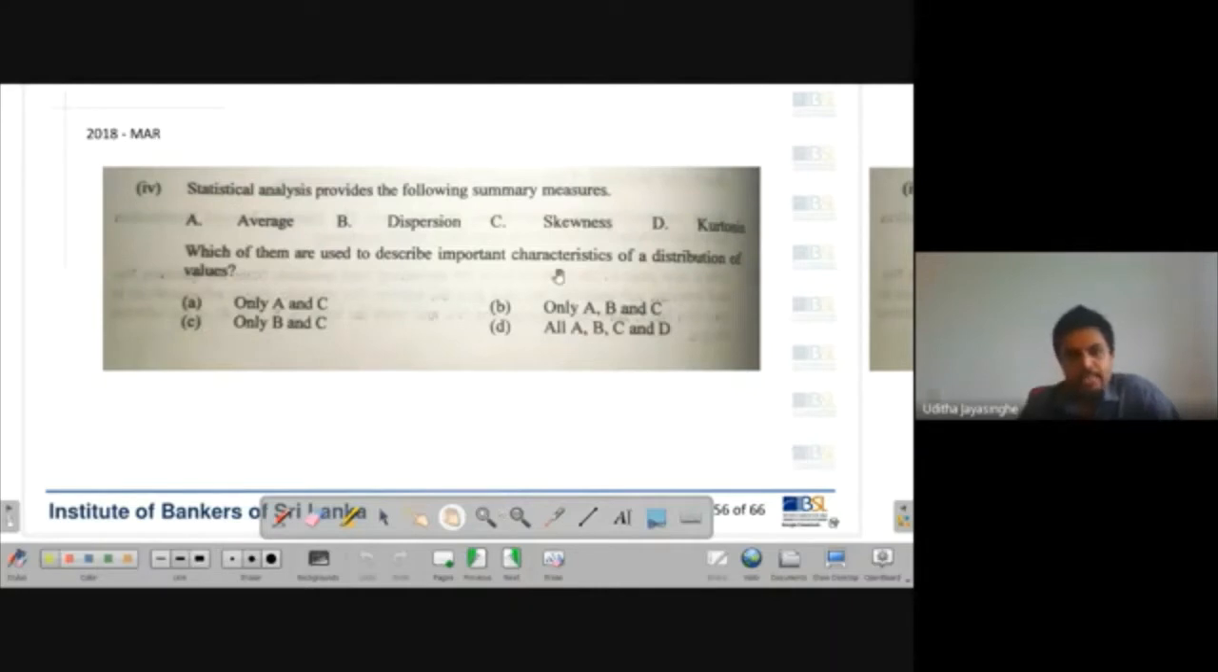A quick MCQ: statistical analysis provides the following summary: average, dispersion, skewness, and kurtosis. Which of them are used to describe important characteristics of a distribution? See, average is the X bar. Dispersion is a broad word, but it includes many different indicators. Skewness and kurtosis are also different indicators. So I could recall that the answer is D, all of A, B, C, D. All these are summary measures, and these are important characteristics of a distribution. This is 18 March, question number 4.